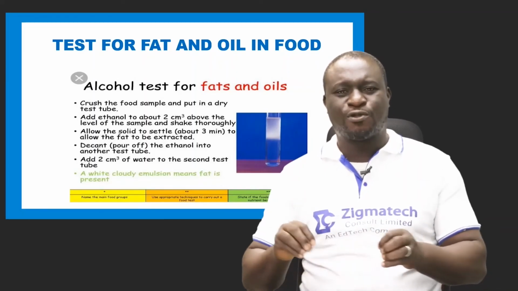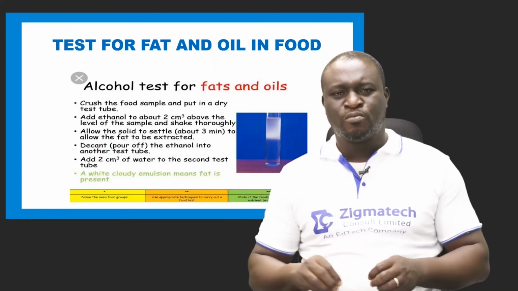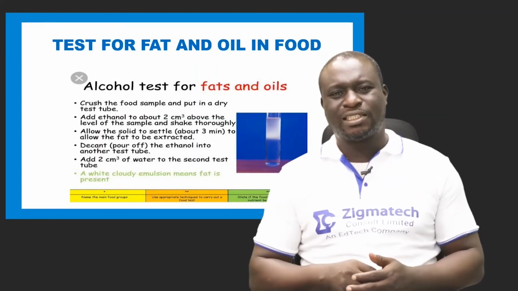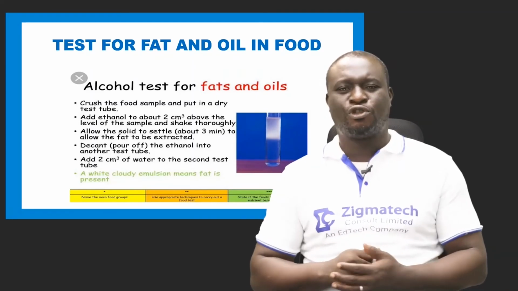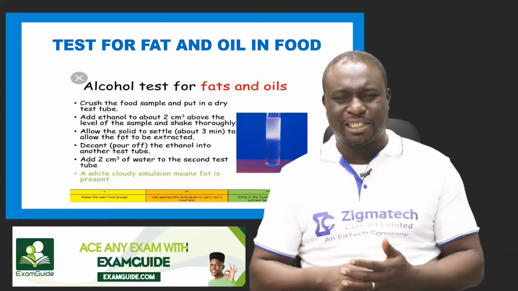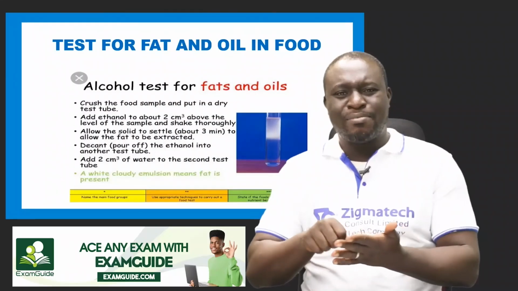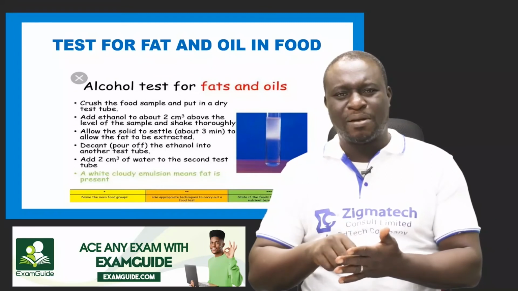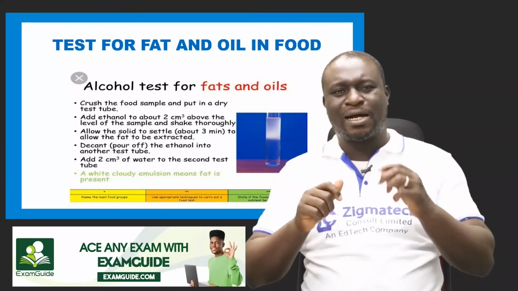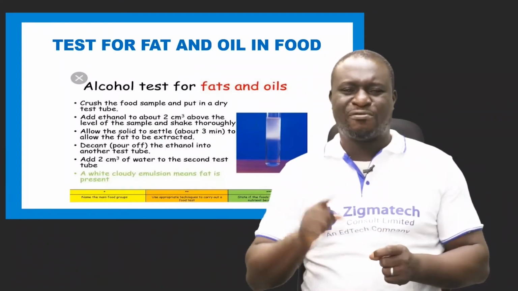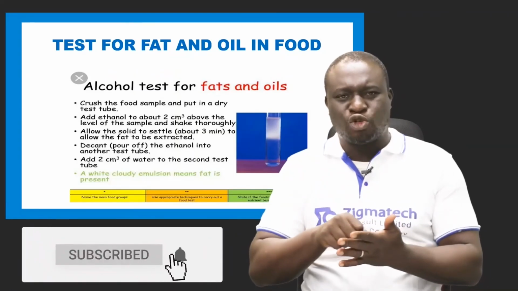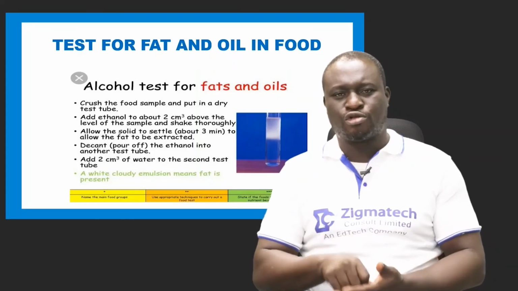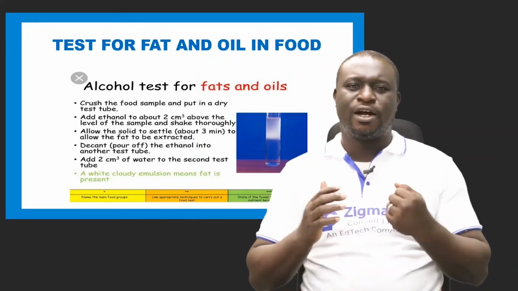Another way to test for fats and oils in food is to use what we call the translucent test. In the translucent test, you crush the food sample you want to test for fats and oils, and then make a smear of it on a filter paper. When you hold that filter paper against a light source, if the place where you made the smear is translucent, it means that the food sample you crushed contains fats and oils.